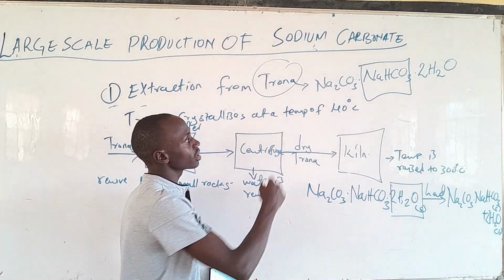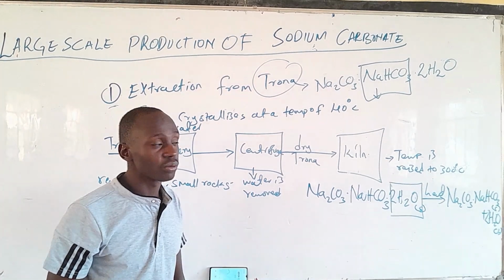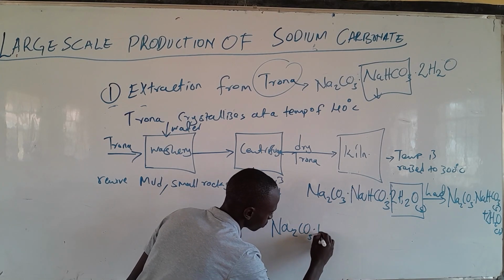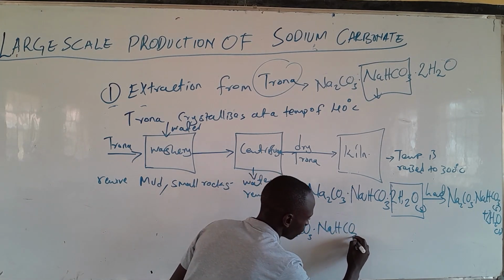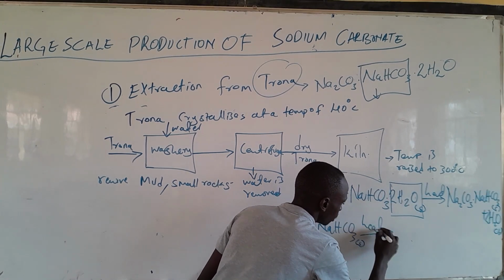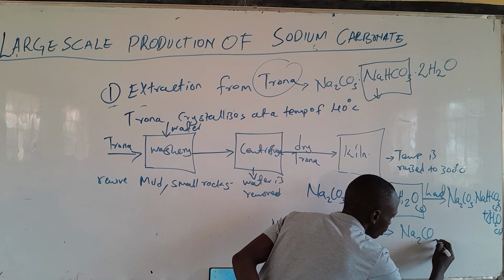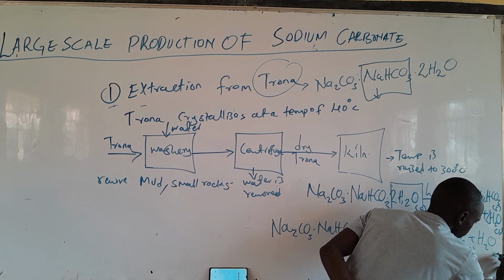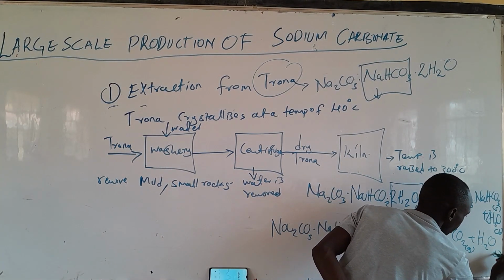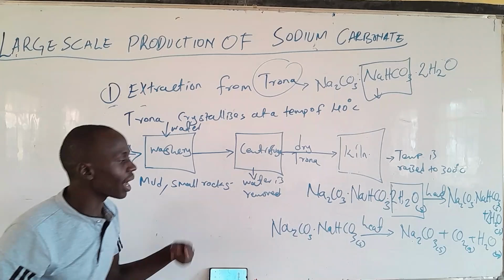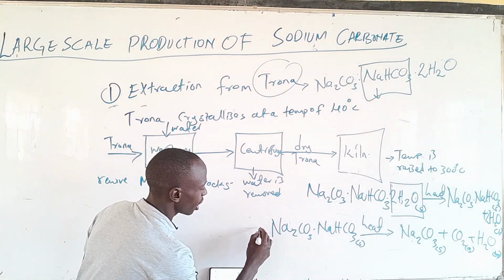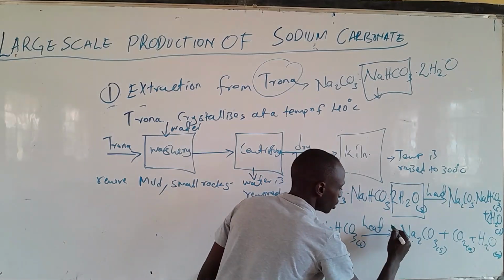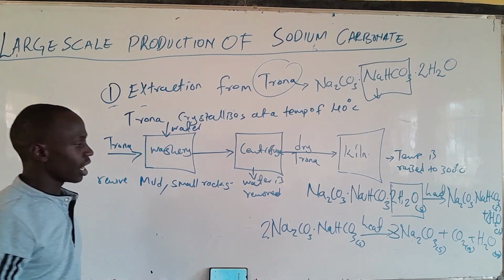The second equation is the decomposition of the sodium hydrogen carbonate for us to obtain sodium carbonate. So the second equation is sodium hydrogen carbonate. We heat, and we will obtain sodium carbonate solid plus carbon dioxide gas plus water. That is the equation that leads to production of sodium carbonate. Now, to make it a chemical equation, we must balance it. So here we put 2, and sodium will be 2 times 2, 4 plus 2 will be 6. Here we put 3, and we find that our equation is balanced.